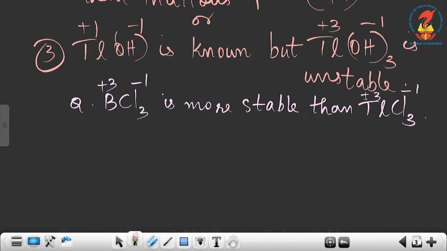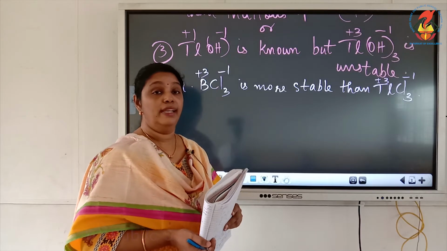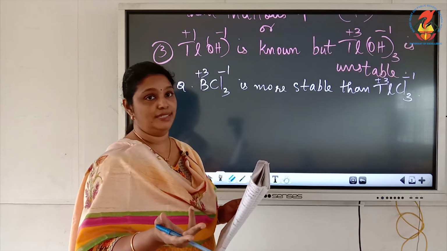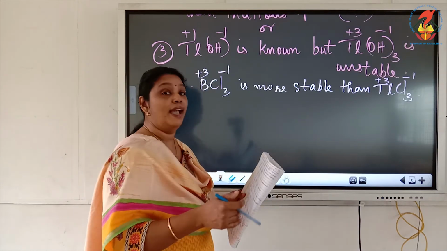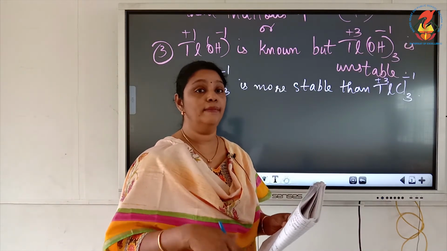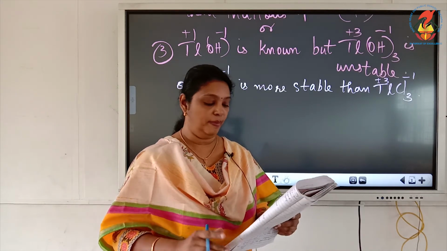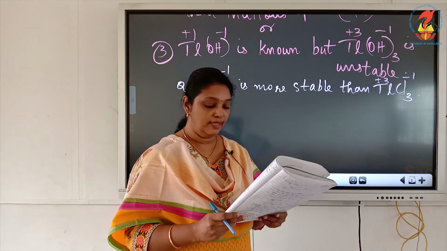Now, the question is BCl3 is more stable than TlCl3. Now, you know boron is the first element of group 13, it is stable to higher oxidation state which is +3, whereas thallium is the last element of group 13, it is stable to +1 oxidation state due to inert pair effect. So, that is the reason.